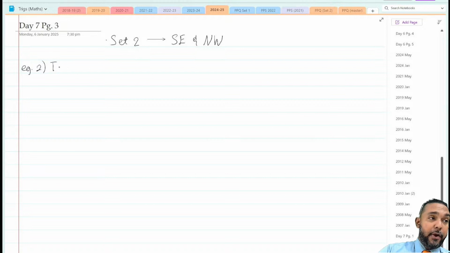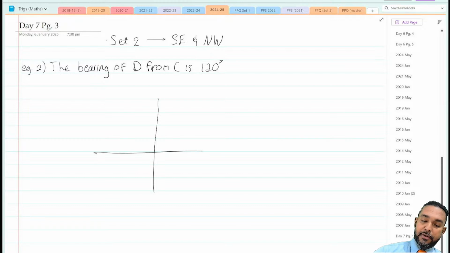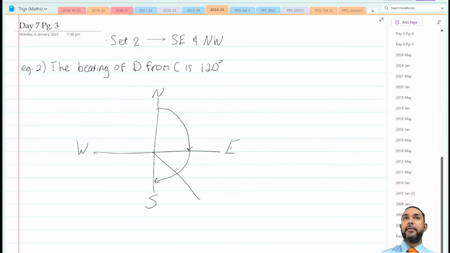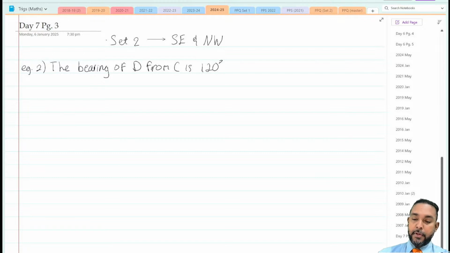It says that the bearing of D from C is 120 degrees. What you will notice here is that this angle is greater than 90 degrees. If you think about your quadrants, north, east, south, west, going here that's 90, and going here that's 180. So 120 is somewhere down there, and that is the southeast quadrant. If the angle is between 90 and 180, you're in your southeast quadrant.